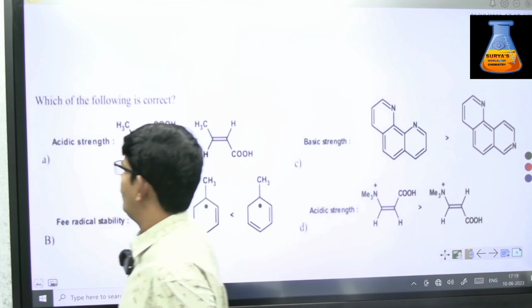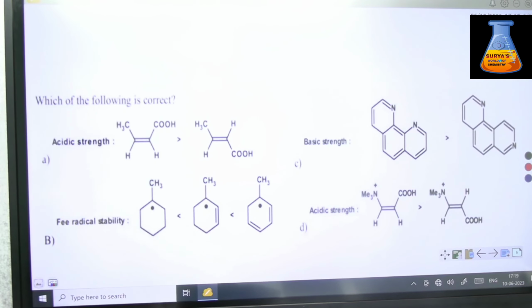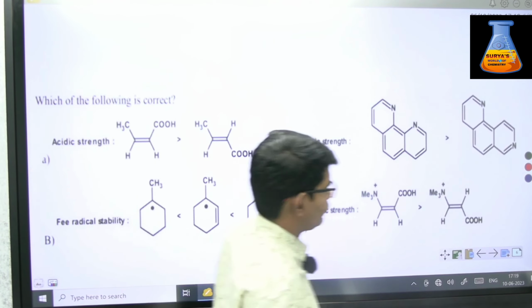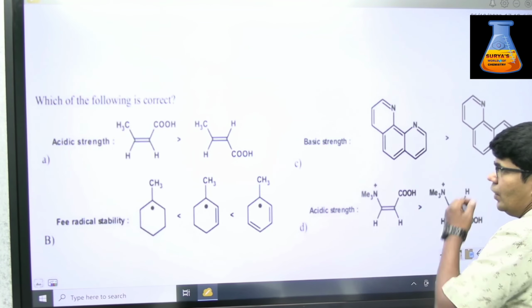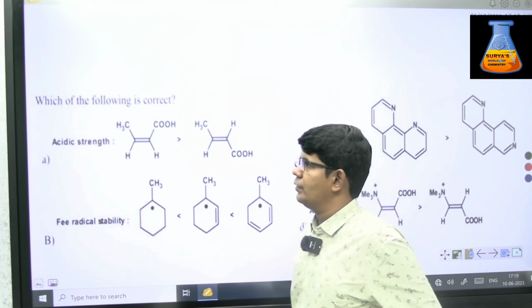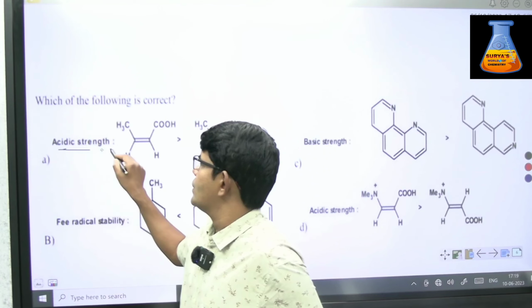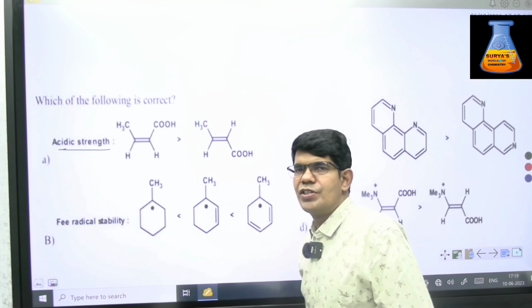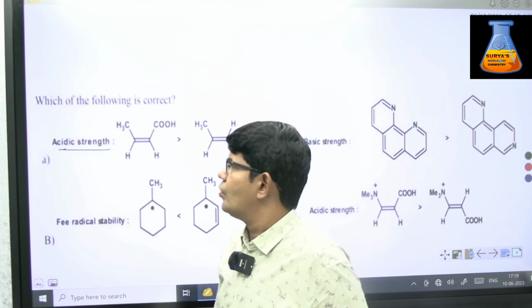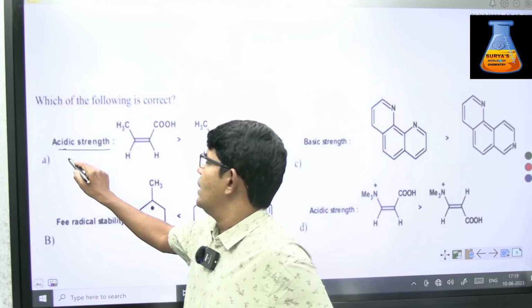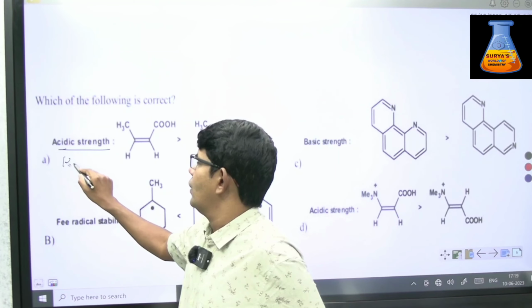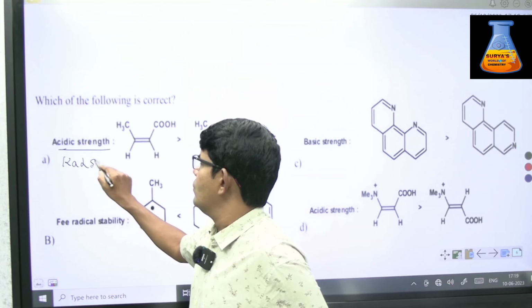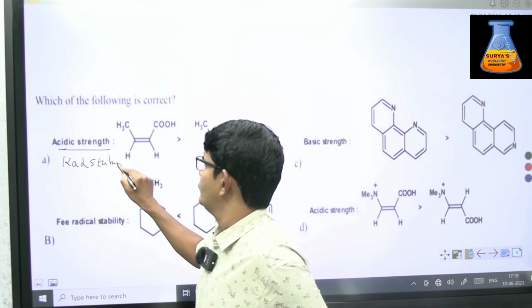Which of the following options are correct? Let's see this. Which of the following combinations are correct? First one is asking for the acidic strength. For the acidic strength, how do you compare the strength of an acid? It is based upon the stability of the anion. K is directly proportional to the stability of the anion.